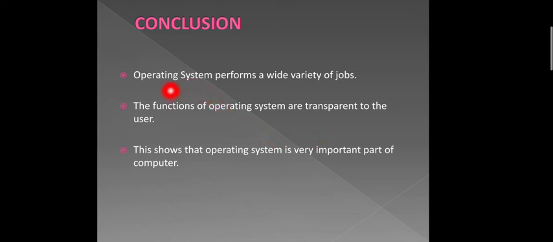Operating system, this is the conclusion. An operating system performs a wide variety of jobs. As we all know, we can play games, download movies, do book reservations, book movie tickets, book train reservations. We can make programs, watch movies, play audios, and do many other tasks. The functions of an operating system are transparent to the user. That means what the computer is working on, what job it is completing, is transparent to the user. This shows that the operating system is a very important part of the computer, and we can also say that it is the heart of any computer.